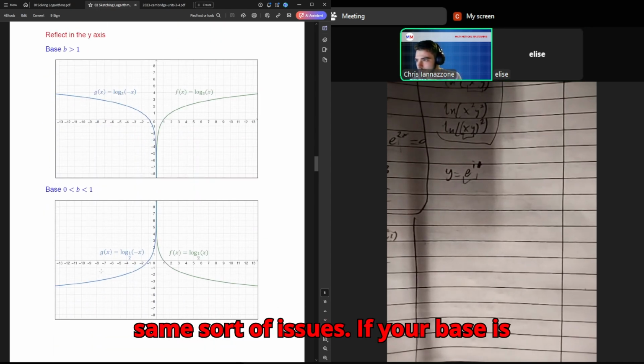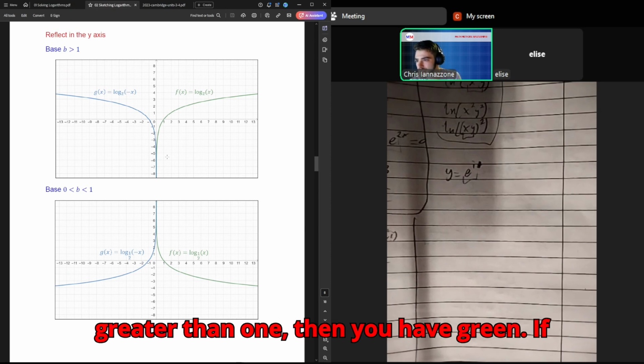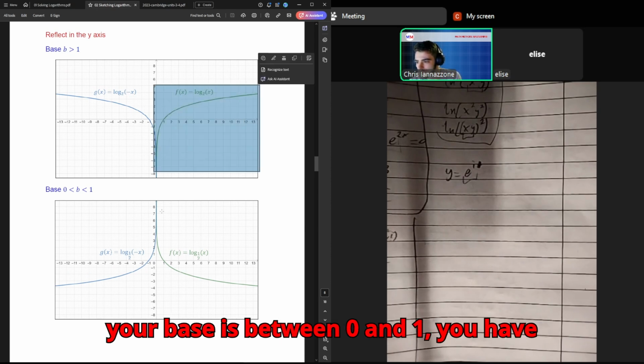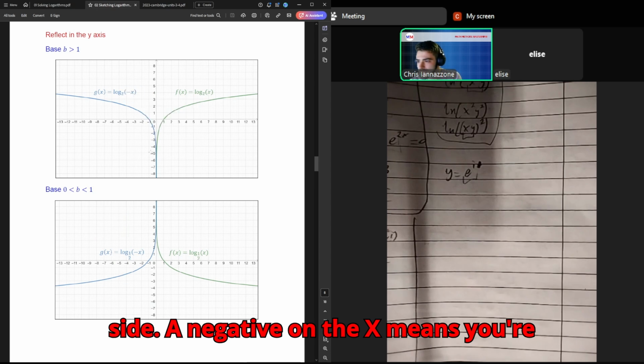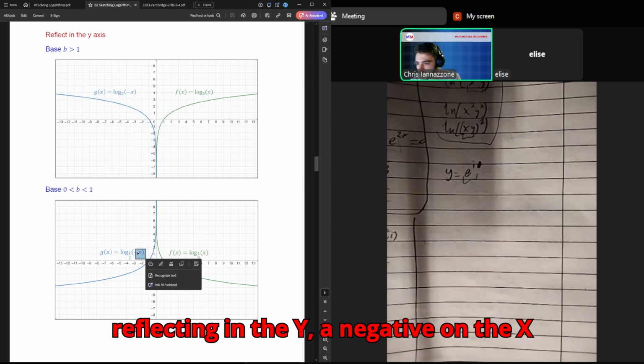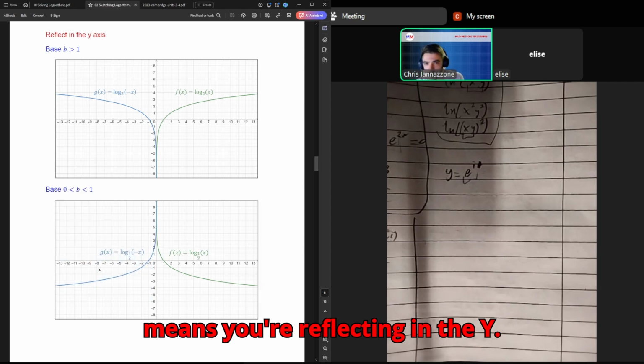Reflection in the y has the same sort of issues. If your base is greater than 1, then you have green. If your base is between 0 and 1, you have this green. And so all you're doing is reflecting whatever that was to the other side. A negative on the x means you're reflecting in the y.